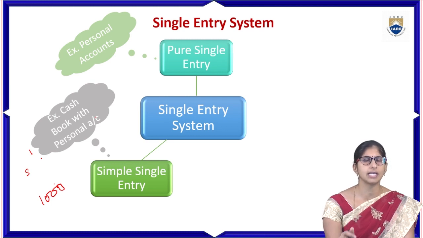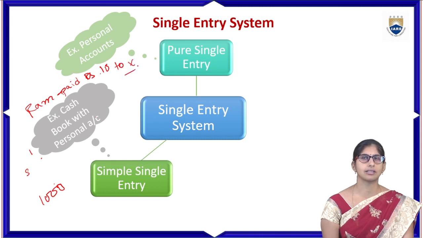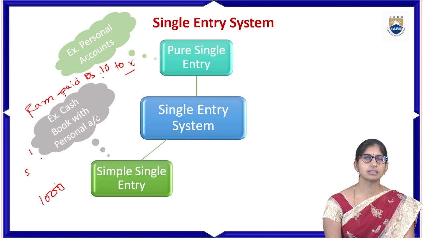Ram has paid immediately cash, right? That is 10 rupees he has paid to X. So Ram has paid rupees 10 to X. Okay, this was the example, right? So here, this 10 rupees will go into cash account.